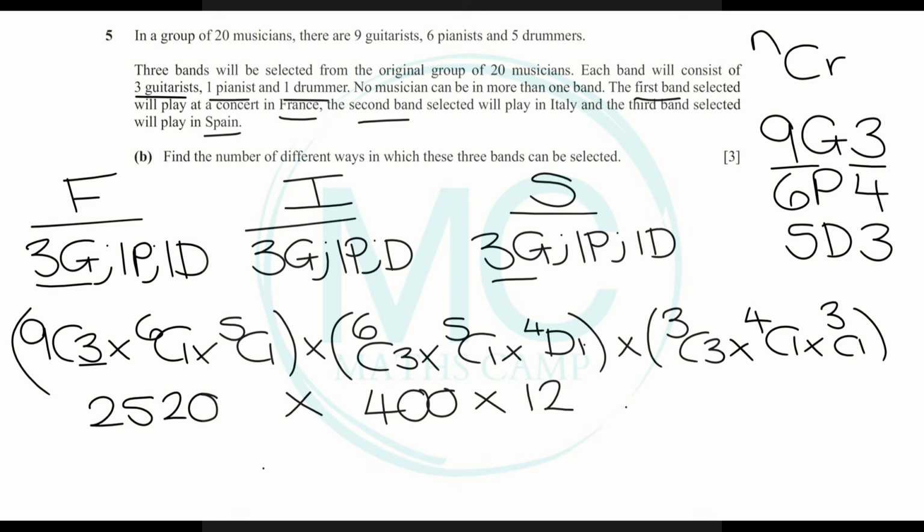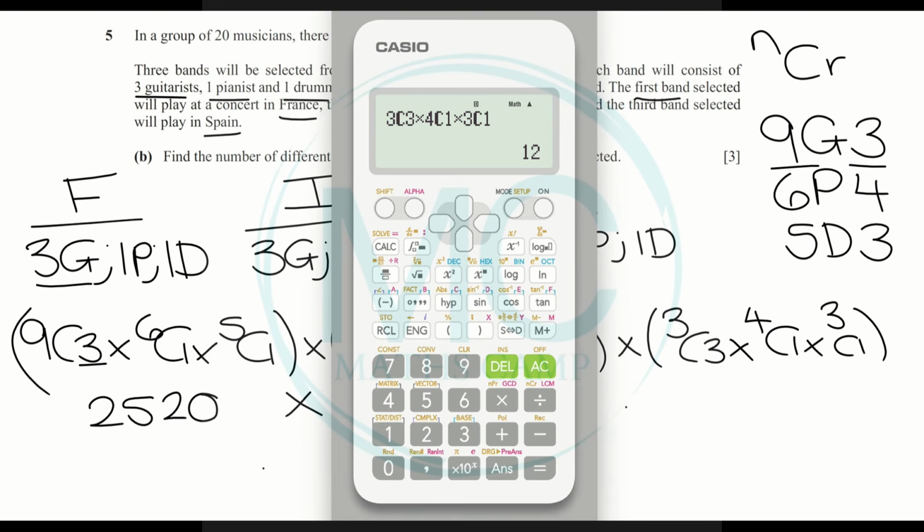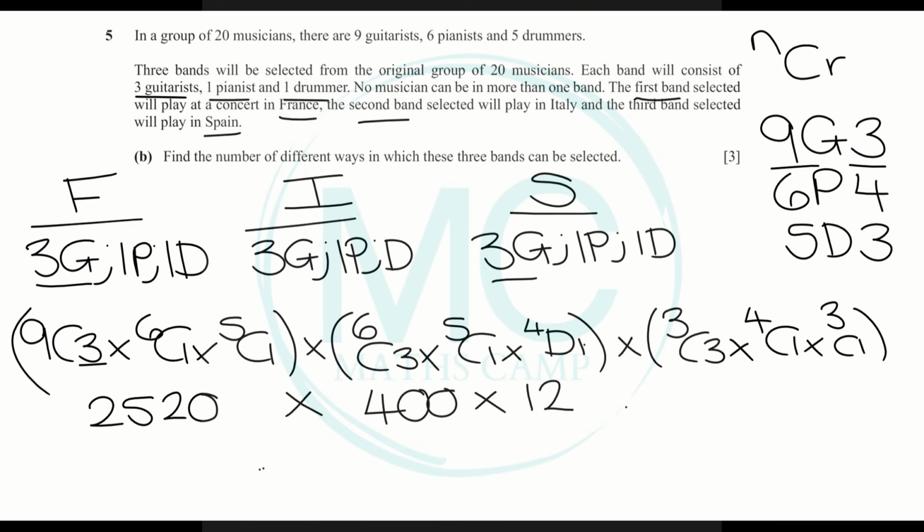Now to get our final answer, we multiply these values together. I already have 12, so let's multiply by 400, multiply by 2,520 is equal to 12,096,000. This is the total number of possible selections.